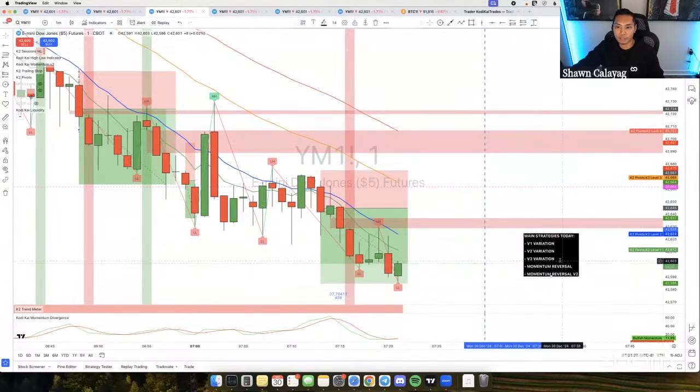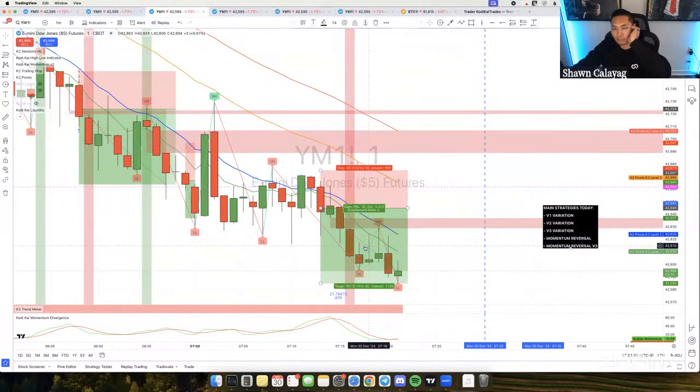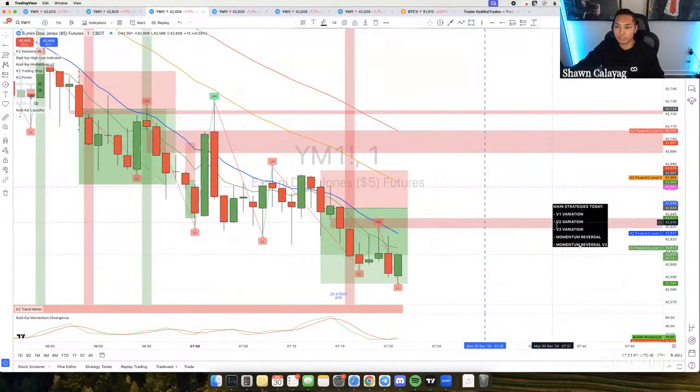Again, these are the main strategies I'm looking at today: V1 variation, V2, V3. There haven't been very many V2s, V1s, V3s here. They kind of come in order, so the one you'd probably see first would be the V1 variation. These two are strong entries, but they don't come up very often.